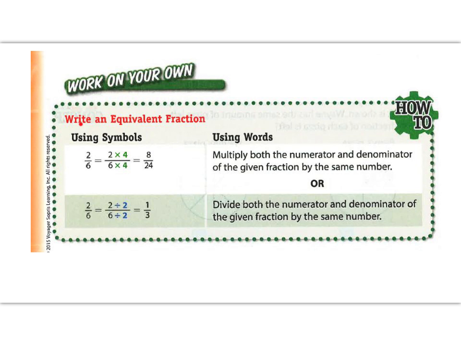Okay, so write an equivalent fraction. Here we have symbols 2/6 equals 2/6, and then we did times 4 on top, times 4 on bottom to get 8/24. So multiply both the numerator and denominator of the given fraction by the same number, or divide both the numerator and the denominator of the given fraction by the same number. So here, 2/6, they did divided by 2 on top and bottom equals 1/3.